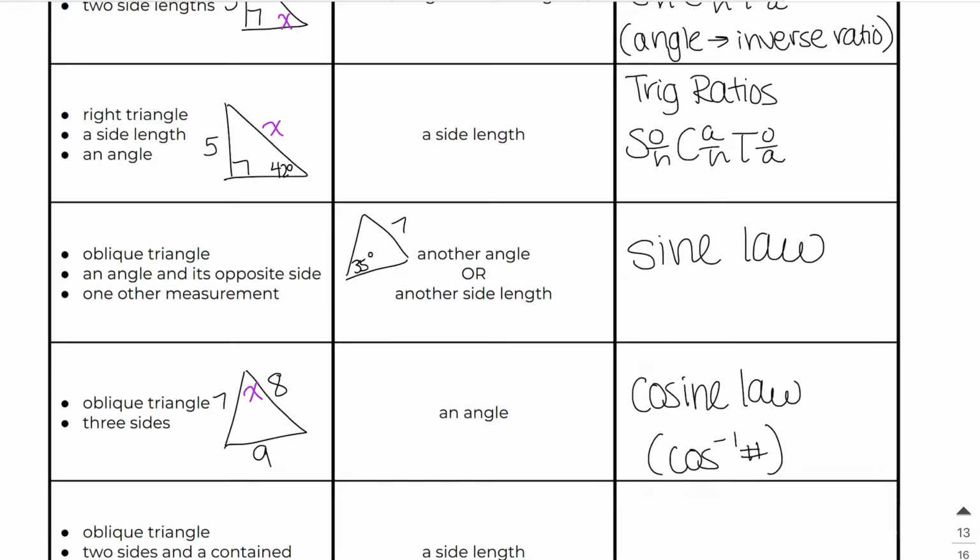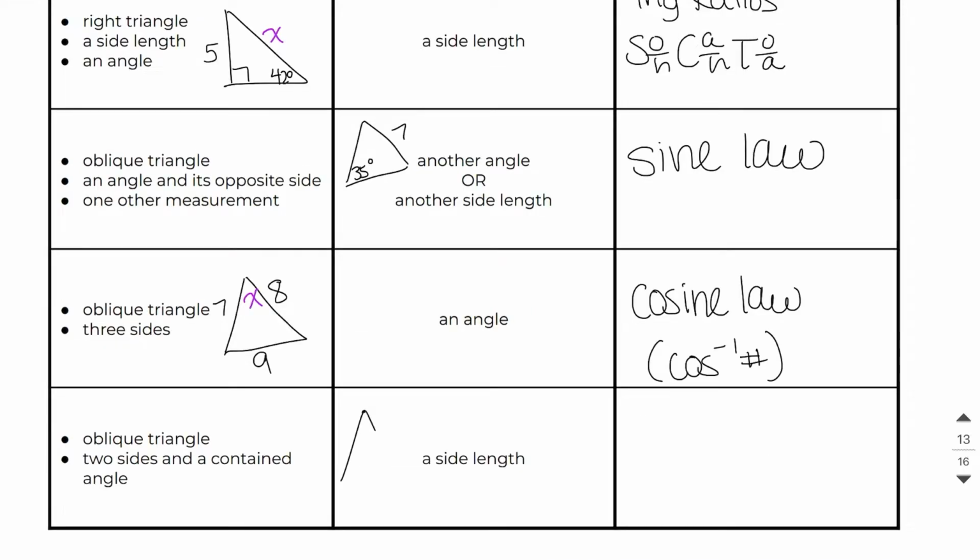Okay, and then lastly, if I'm given an oblique triangle, so again, not a right triangle, and if I'm given two sides and a contained angle, so let's say this right here was 41 degrees, and I'm trying to find a side length, which is the only side length that's left over, so it's always the one across from it, the opposite side to the angle that's given, then I would be using the cosine law. But because I know an angle, I don't have to do inverse cosine.